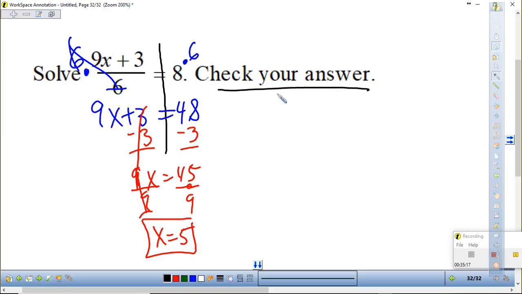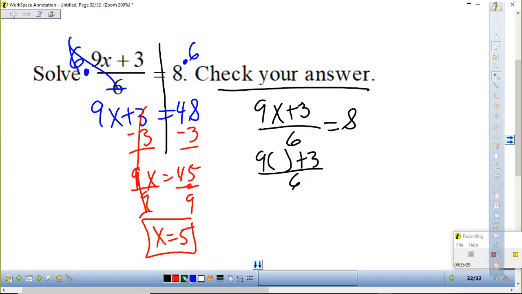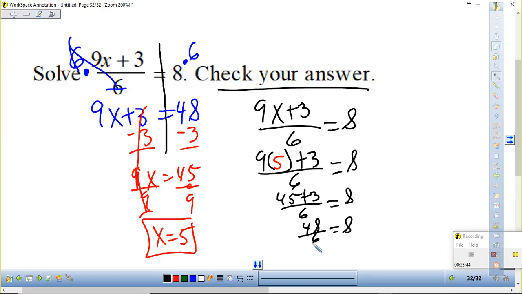Yes? All right, so we write 9x plus 3 over 6 equals 8. But now instead of x, I open up parentheses, and I substitute in the number 5, and all that equal to 8. So this is 45 plus 3 over 6 equal to 8. What is 45 plus 3? That's 48 over 6 equal to 8. What is 48 divided by 6? 8. 8 equals 8. Did it work? Yes. We good? Do we need another one of those? No. Let's go to number 16.